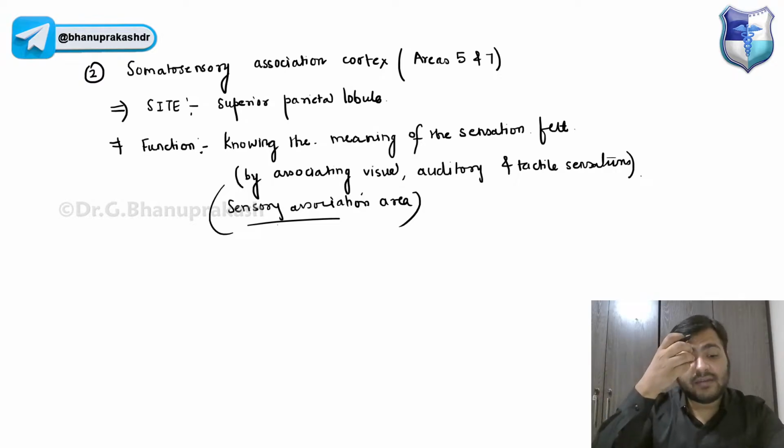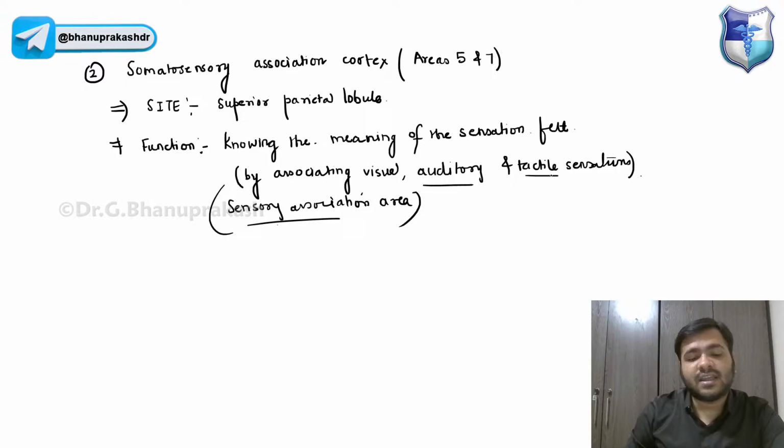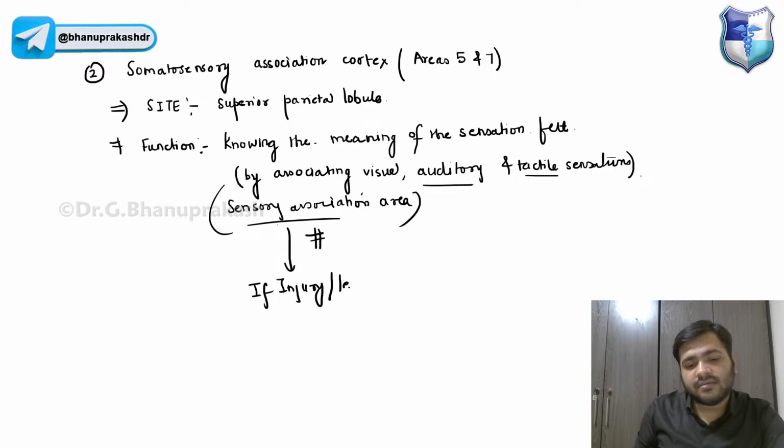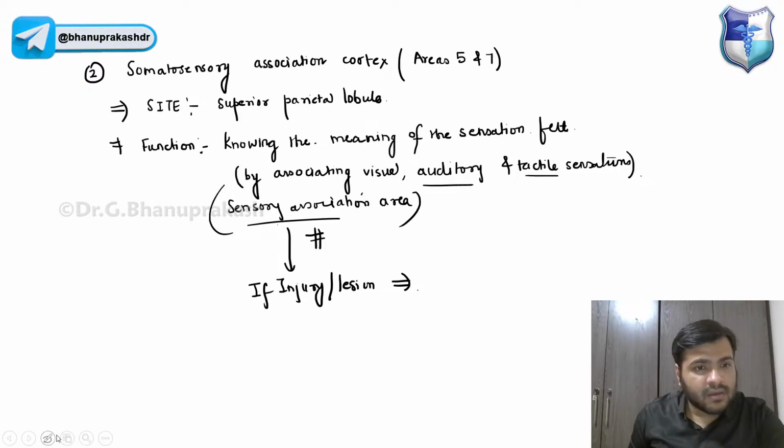So even by visual or auditory means, or even by touching it, guys. If there is any injury or lesion to the sensory association area, it will lead to tactile agnosia. Now, what does this mean?